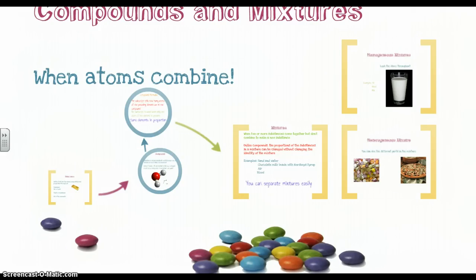Today we're going to talk about compounds and mixtures. We have been talking about atoms and elements, and today we're going to talk about what happens when atoms come together. They're not always by themselves. They are the smallest particles that make up matter, and we talked about the smaller subatomic particles within them, but they also join up with one another and form different things. So that's what we're going to talk about today, what happens when they combine.